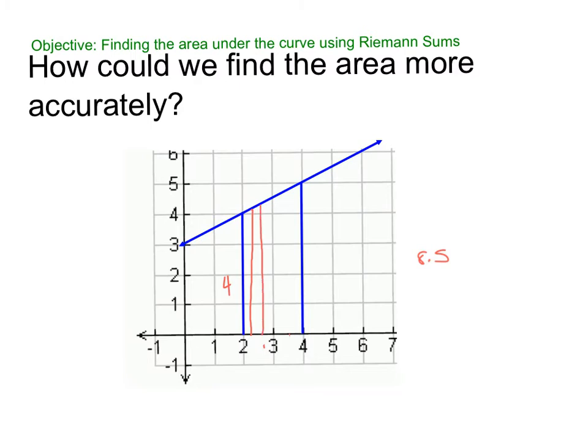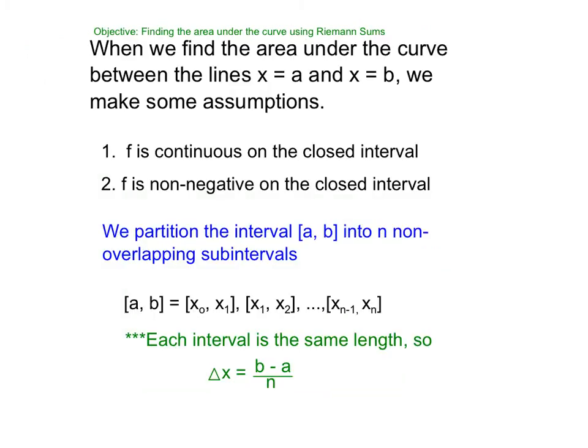Right? So look, if I made all these rectangles, the underestimate and overestimate is going to get smaller and smaller. All right, so that's the idea here to find the area under a curve. And again, this one, because it's a line, we could find the exact area, but we're not going to be doing just a line, right? We're going to be doing curves.